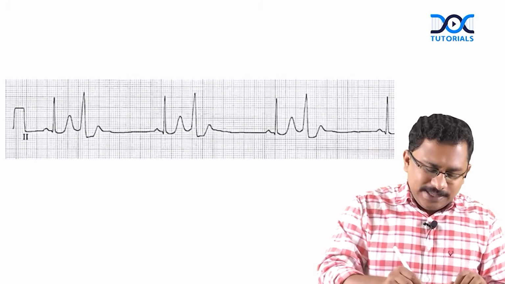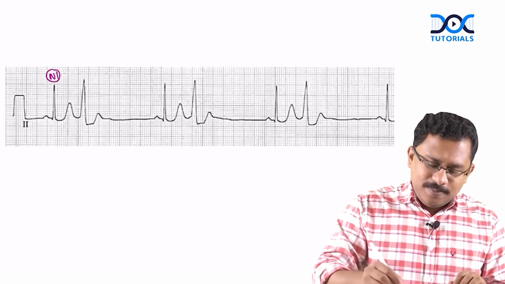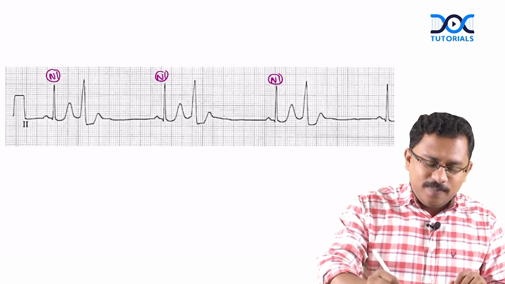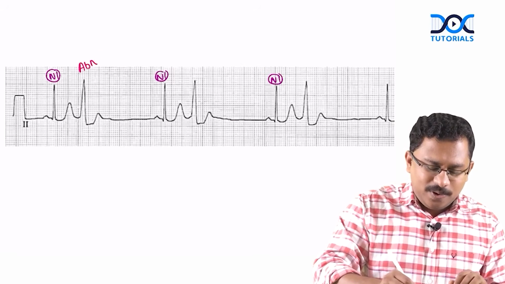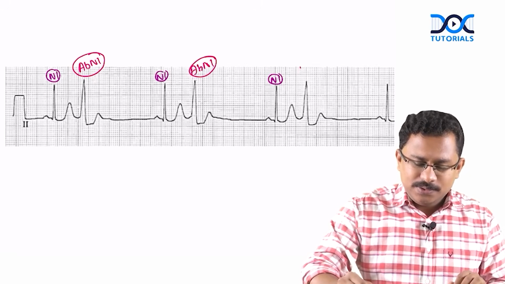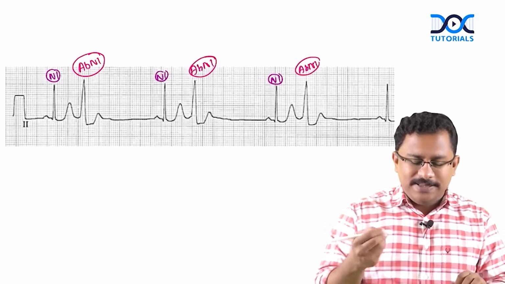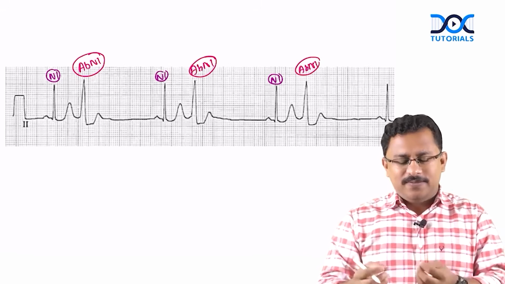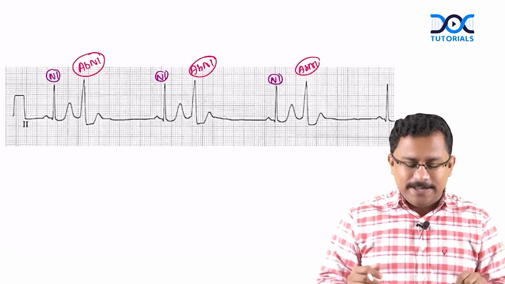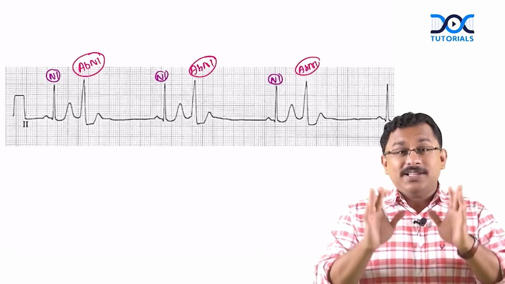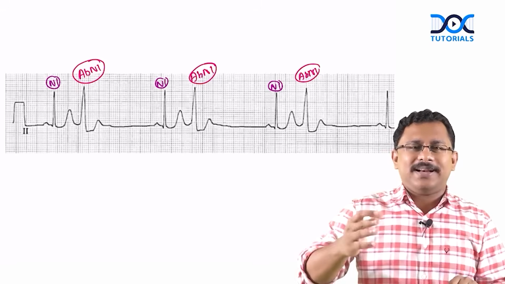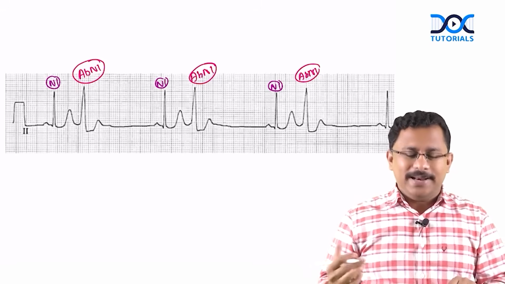Here you can see this is a normal QRS. This is also normal. But after every normal QRS, there is something abnormal here. So that one is a PVC. You are not seeing any P wave. It's just the ventricular ectopic that is actually showing as the PVC. But it is occurring in a definite rhythm. It's not an occasional premature ventricular contraction. It is occurring in a rhythmic manner.